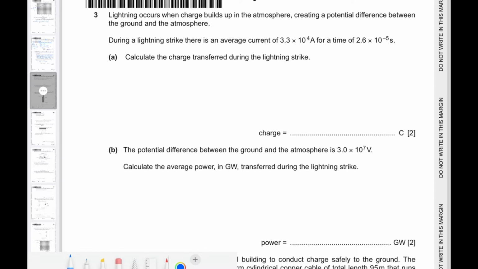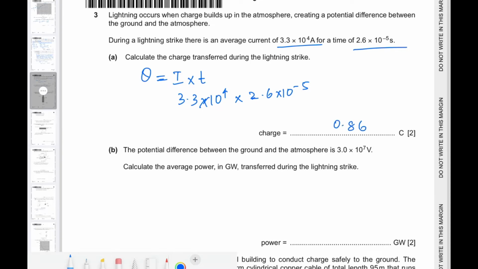Question 3. Lightning occurs when a charge builds up in the atmosphere, creating a potential difference between the ground and the atmosphere. During a lightning strike, there is an average current of 3.3 times 10 raised to 4 ampere for a time of 2.6 times 10 raised to negative 5 seconds. Calculate the charge transferred during the lightning strike. So the charge transferred through the lightning strike is current multiplied by the time for the charge to pass, and that's very simple using the information given in the question, which is 0.86 coulombs.